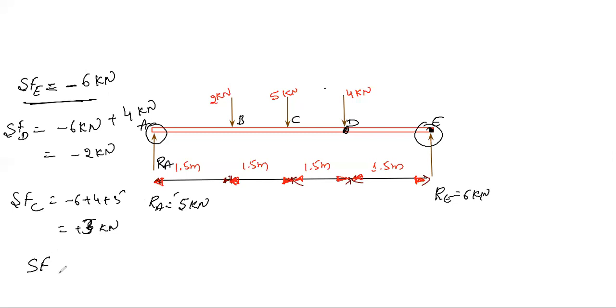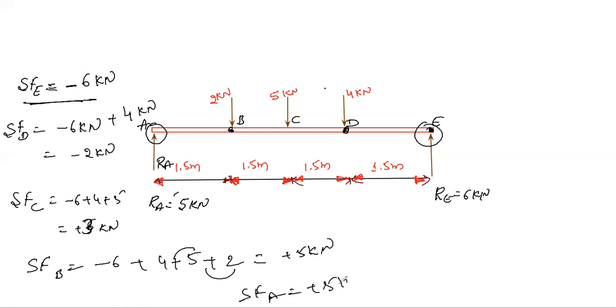Next, shear force which is acting at a point B. At this point, those are nothing but the summation of vertical forces which are acting left to this. That is nothing but minus 6 plus 4 plus 5 plus 2, which is nothing but how much? 9 plus 2 is 11. 11 minus 6 is plus 5 kilonewton. Similarly, shear force at point A is equal to plus 5 kilonewton. The same force will carry forward here. 5 kilonewton. Is this understood?